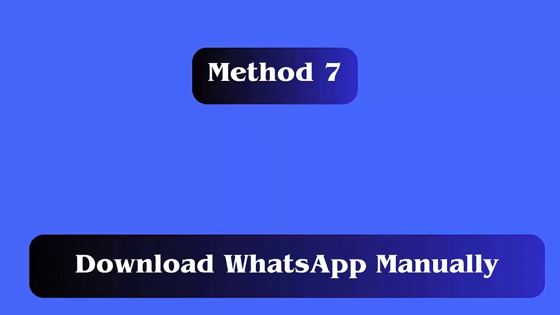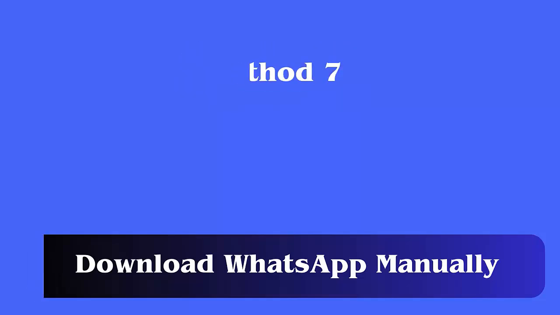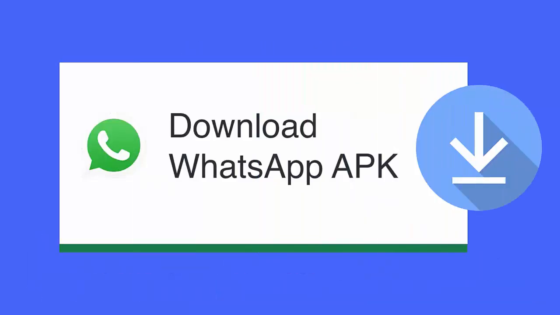Method 7. Download WhatsApp manually. First, open any web browser on your phone. Open WhatsApp's official website. Now, click on the Download Now option, and an APK file will be downloaded. At last, open the APK file and WhatsApp will be installed on your device.